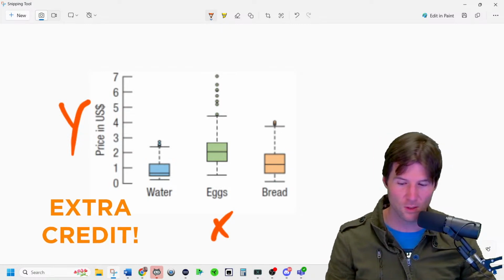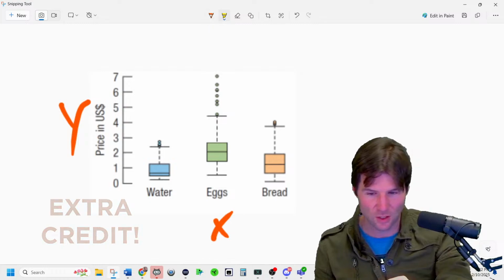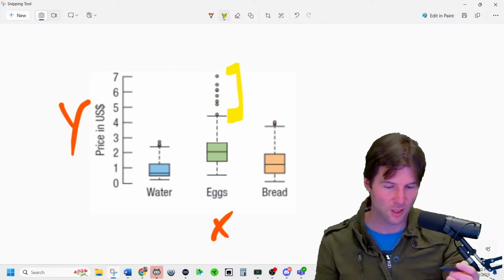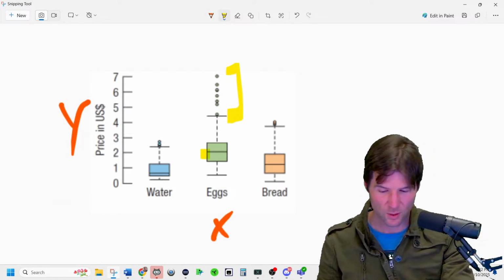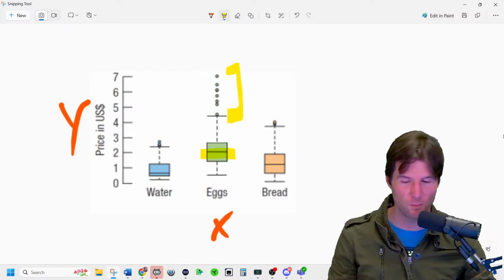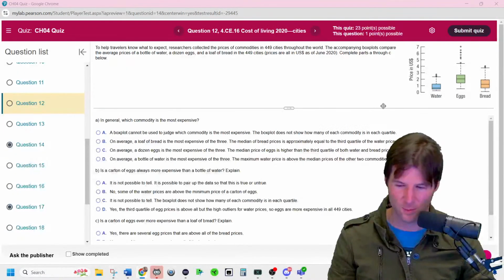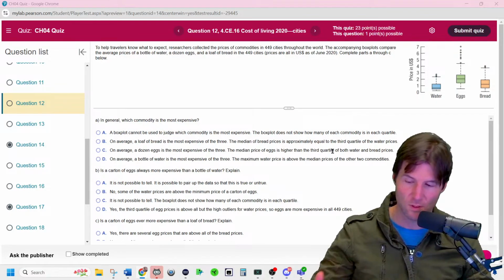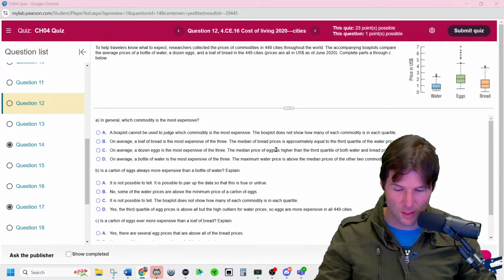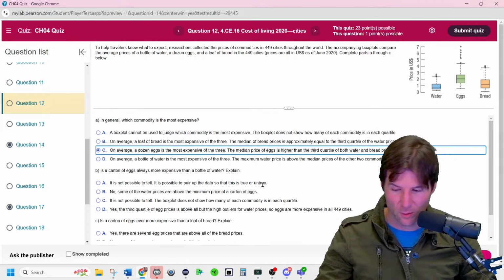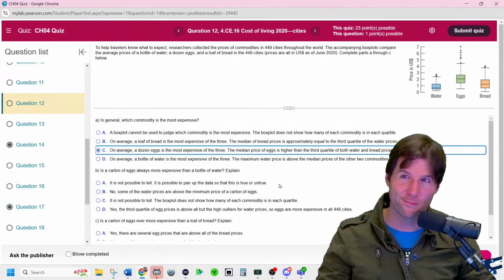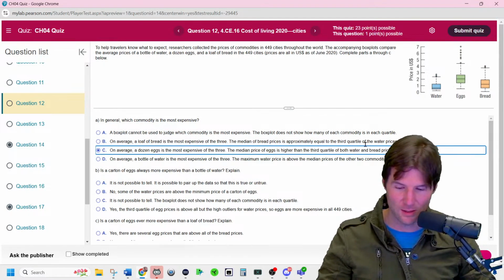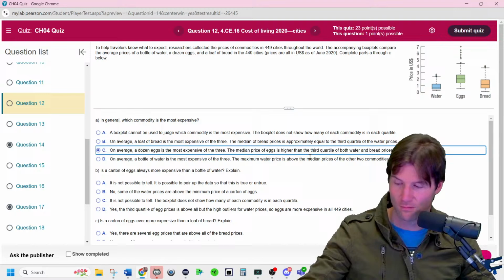So let's take a look. You notice eggs has a lot of variation in the prices, and especially a lot of outliers too. Eggs also has the highest typical price, with the highest median. Not a lot to gain from this, but let's see what they ask. In general, which commodity is the most expensive? Generally, eggs is going to cost the most. The median is much higher. You can just look at medians and say it's eggs. The rest of this doesn't matter so much.